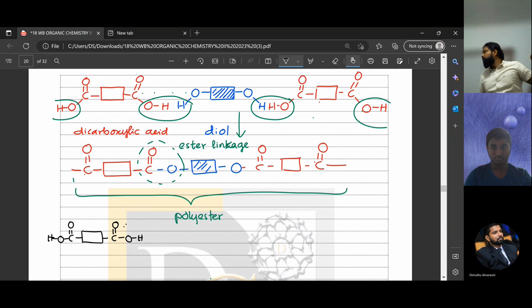Now I can't draw all these things. That's what I'm going to draw here. Let's say n number of dicarboxylic acids will react with n number of what? Diol. Right?